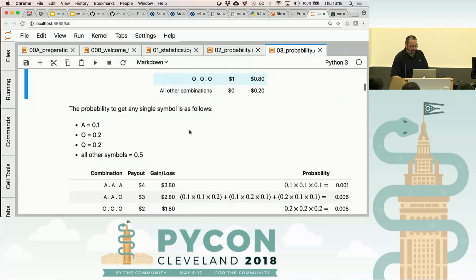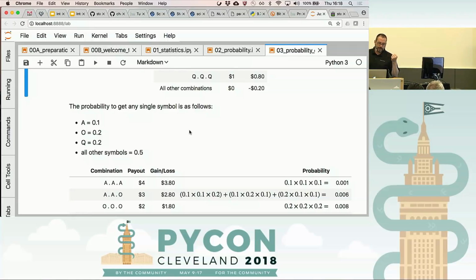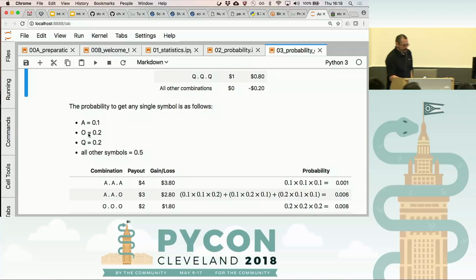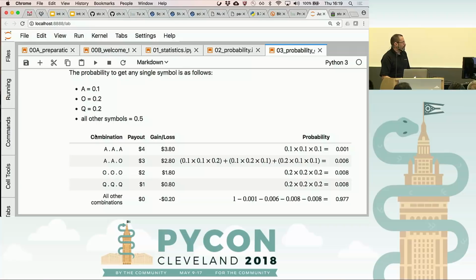Okay. Now, on any given wheel, I have a certain number of oranges, a certain number of apples, a certain number of quarters and other symbols on that wheel. The probability of getting an apple is 1 in 10. The probability of getting an orange on a single wheel is 2 out of 10. The probability of getting a quarter is 2 out of 10. And all the other symbols, the cruft, that's 50% probability of getting some other random symbol.